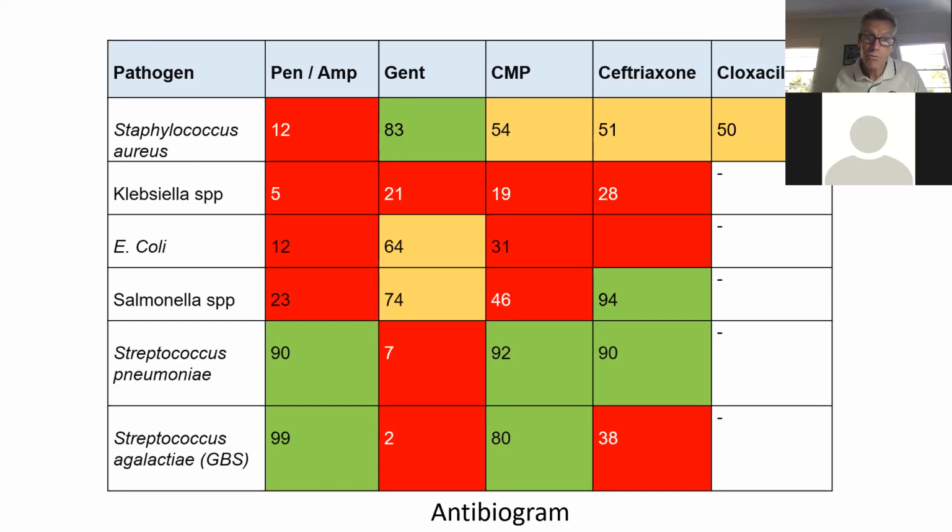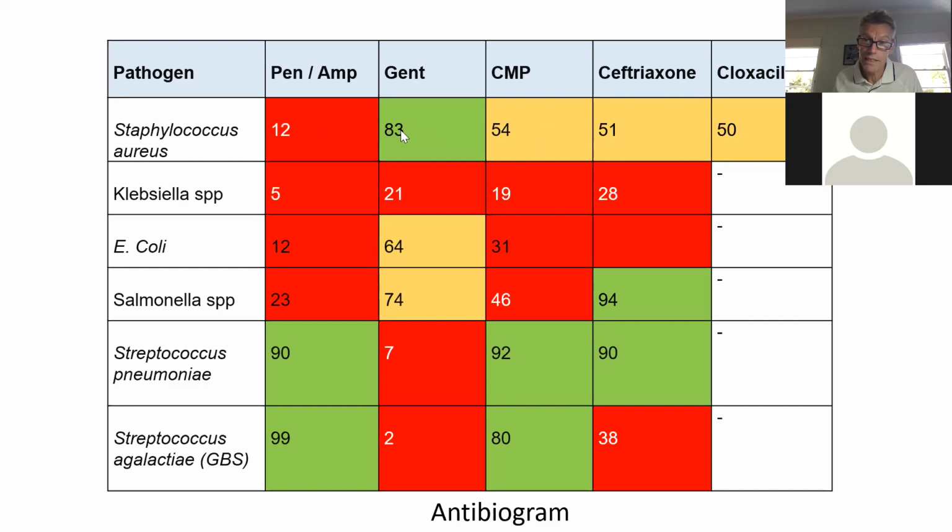And so for Staph aureus, for example, only 12% of Staph aureus isolates are now sensitive to penicillin and ampicillin. So it's very rare. If you had a child with a staph infection, you wouldn't use ampicillin or penicillin because they're unlikely to be susceptible. You might use chloramphenicol because that's still susceptible. You might use ceftriaxones, half of them are susceptible. Even cloxacillin of the Staph aureus is about half as susceptible.